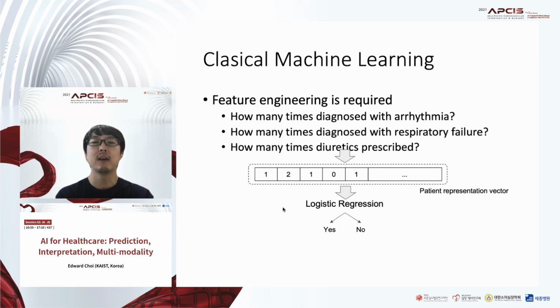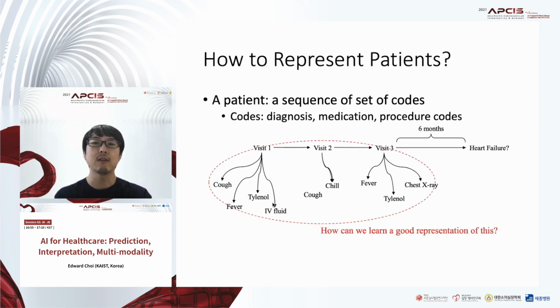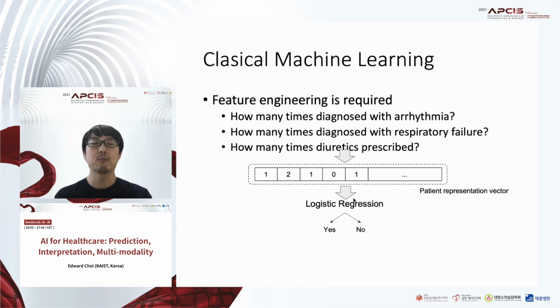And based on that, you would create a so-called patient representation vector. This vector is a summary of everything that happened here. And this is clearly a pretty interpretable representation. On the first dimension, you count the number of times arrhythmia happened. The second dimension, you count the number of times respiratory failure has happened, something like that.